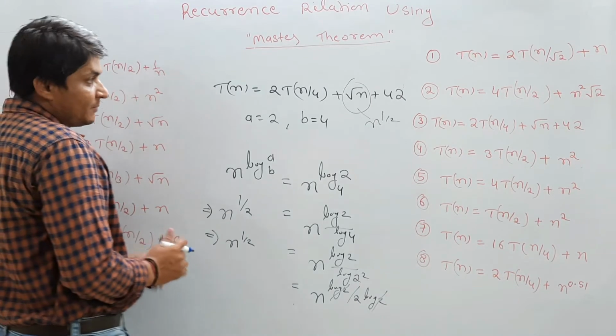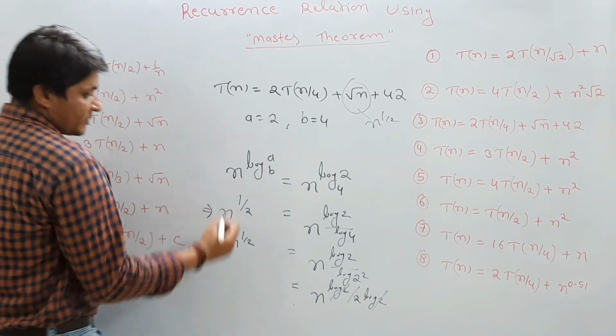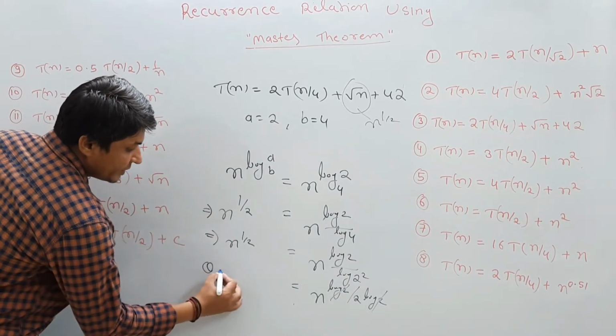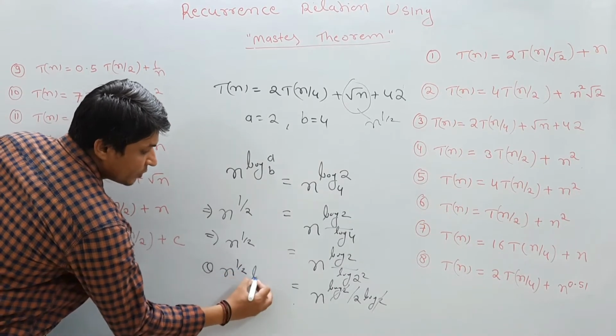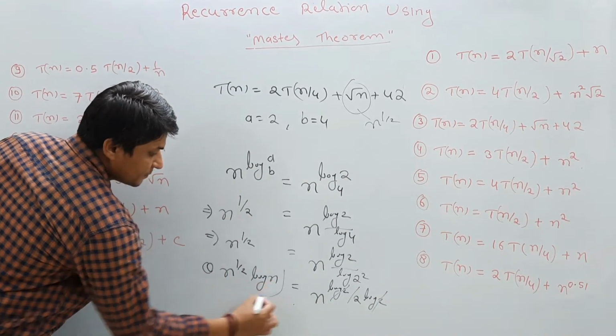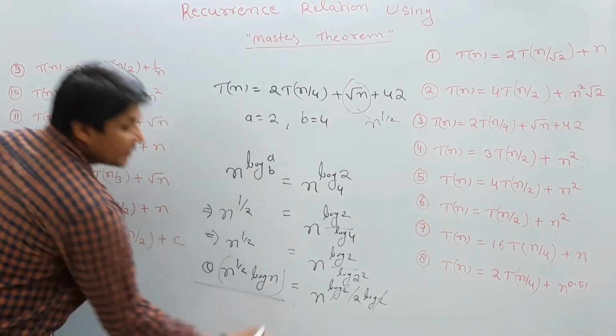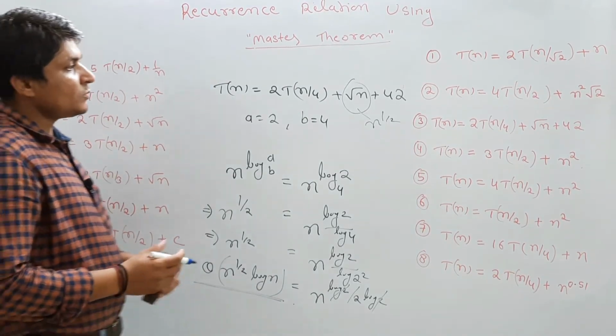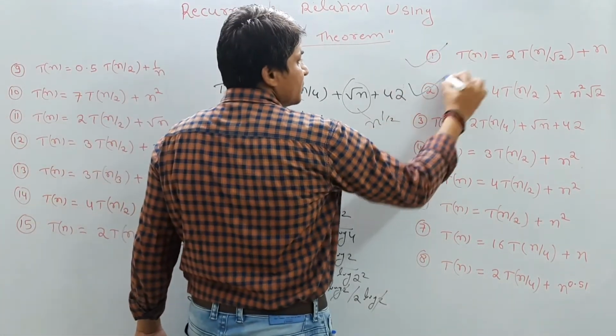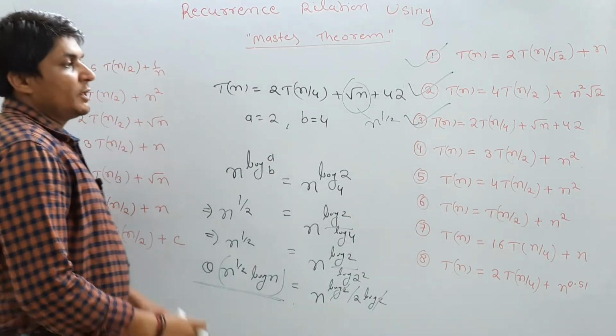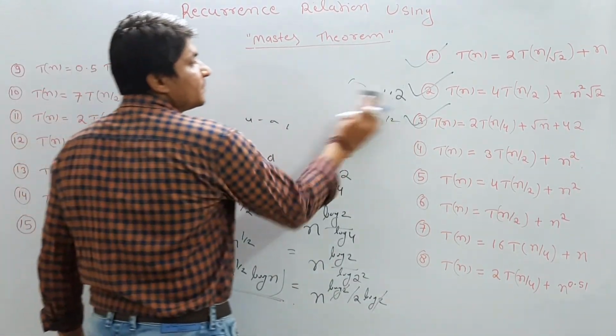So time complexity will become, let me write here, n raised to power 1 by 2 log n. So this is the time complexity for this given recurrence relation. So question number 1 done, question number 2, question number 3. Now let us solve question number 4.